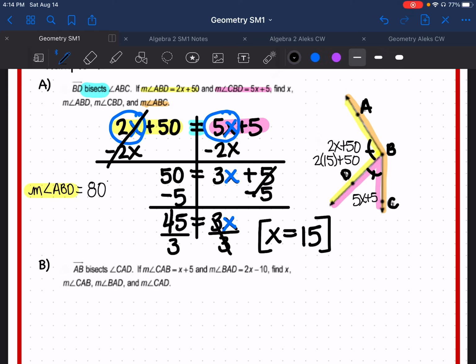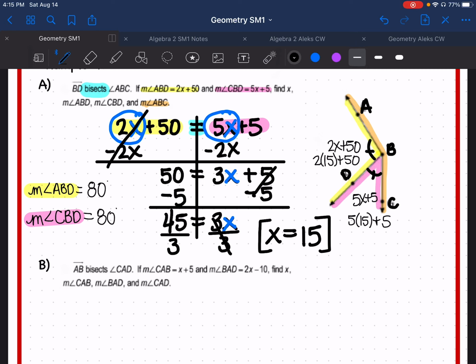The next angle they asked me to find was the measure of angle CBD. I can find it right here, or right there, 5x plus 5. This means I'm going to say 5 times 15 plus 5. I think 5 times 15 is 75, but I'm not 100% sure. Oh, yep, I was right, 80. Now, should they be exactly the same, the yellow and the pink?